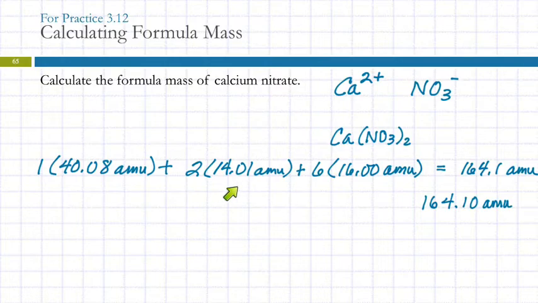When we keep 4 sig figs in our molar masses, that usually will not be the limiting thing for sig figs in our answer. Okay? So it's going to be fine.